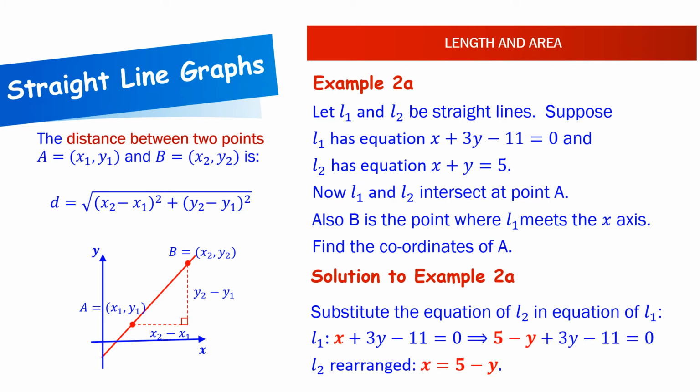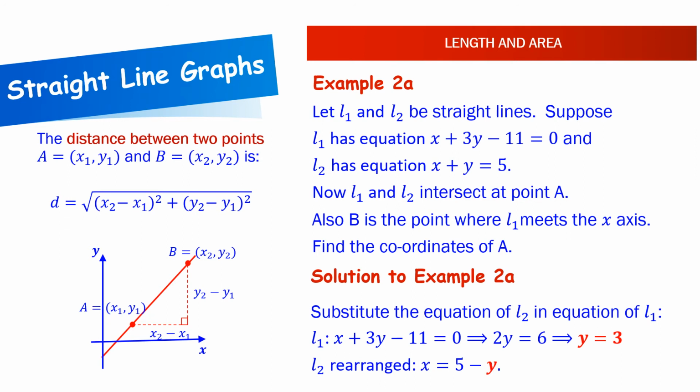To give 5 minus y plus 3y minus 11 equals 0. So adding up the y's, minus y plus 3y gives 2y. And adding up the constants, 5 minus 11 gives minus 6. So we have that 2y is equal to 6. Dividing through by 2 gives that y is equal to 3.